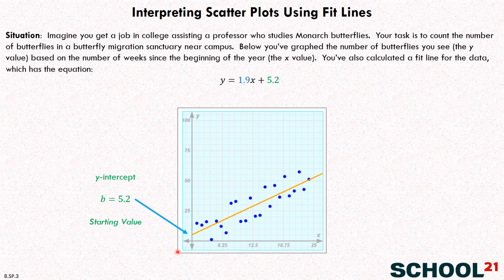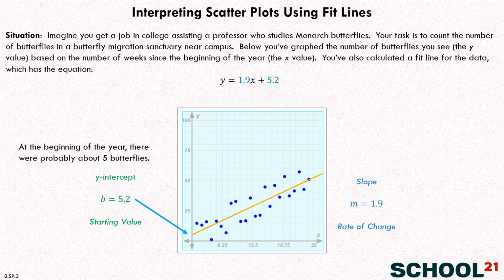So what that means is that before you started the study, the value of the line would predict a value of 5.2, which in other words is like saying at the beginning of the year, before you started your study, right before, there were probably about 5 butterflies, because b is 5.2. That's what that means. Now, let's look at the slope on the other side here.